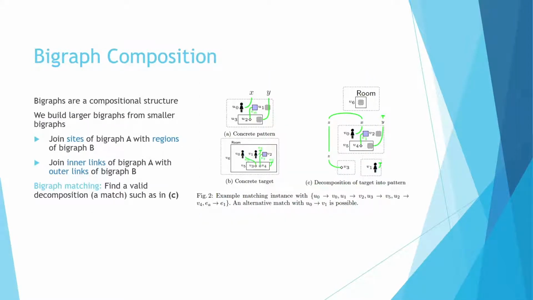Bigraphs are a compositional structure, as in you can build larger bigraphs from smaller ones, and you can do this through the abstract nodes that are inserted, which are the regions, which are root nodes, and sites, which are leaf nodes, and you can connect the regions of one bigraph with the sites of another. And similarly in the link graph, you can do the same with open hyperedges. You can join inner and outer links to create one larger bigraph structure. And this sort of composition allows us to define bigraph matching, where we may want to decompose a bigraph to find some defined pattern bigraph alongside some context and parameter.